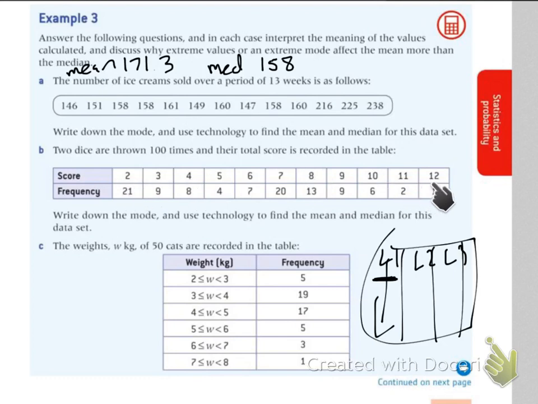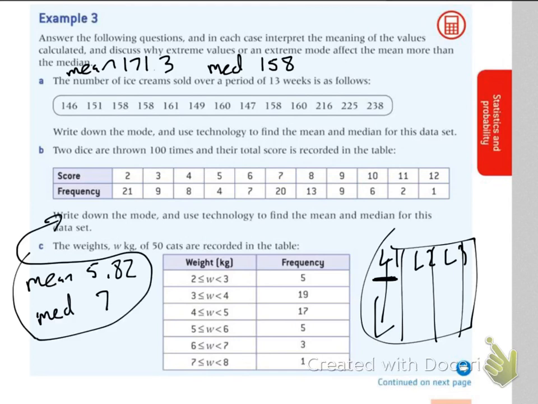2 and 12 are the least likely to happen because they can only add up to 2 or 12 once out of all the times that you could throw some dice. 7 should come up the most often because there are several different combinations to get the 7. So it's actually kind of cool. So the answer for this particular problem, the mean is 5.82 and the median is 7. Try that out.